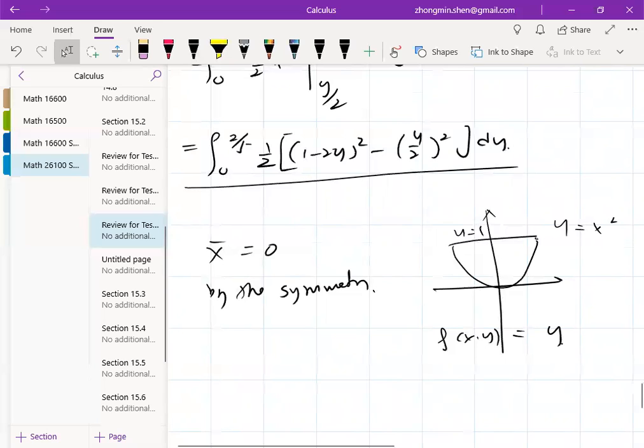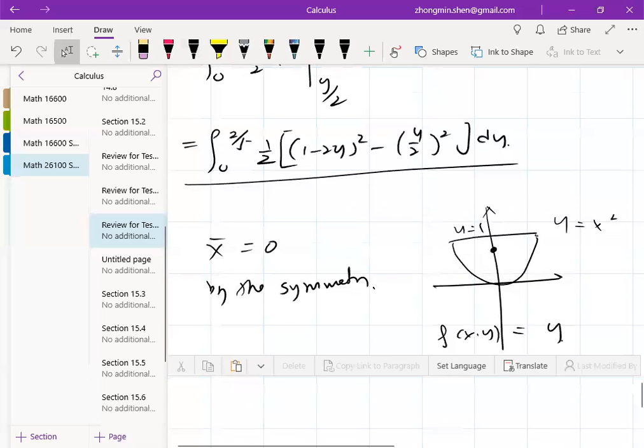Okay, and then y should be somewhere, it's heavier up, so when you get the answer it will be above 1/2 clearly. So you choose a point, just need to calculate the y bar, but you still have to set up the integral for this.